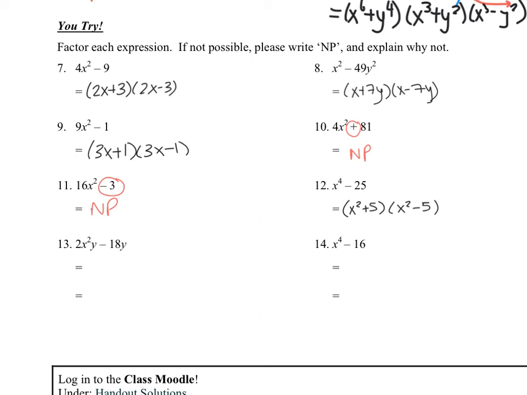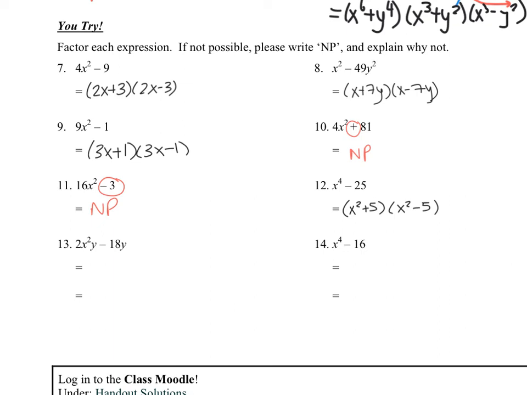Number 11, again, that's not a difference of squares because 3 isn't a perfect square. And then number 12, x squared plus 5, x squared minus 5. You might be tempted to try to turn x squared minus 5 into another difference of squares, but 5 is not a perfect square. Okay, number 13.